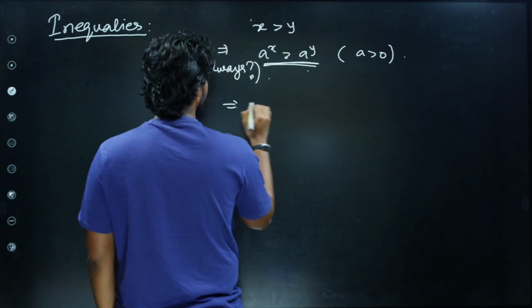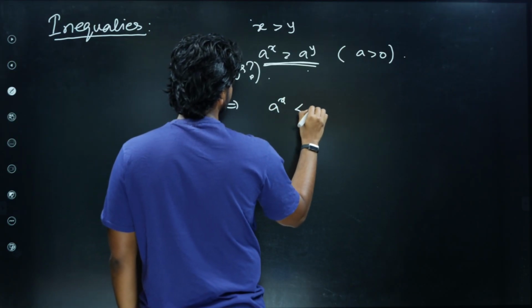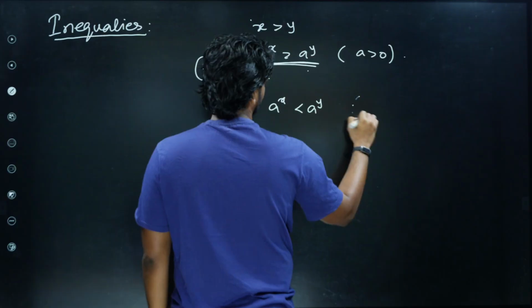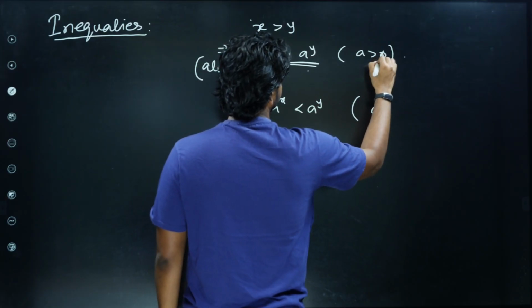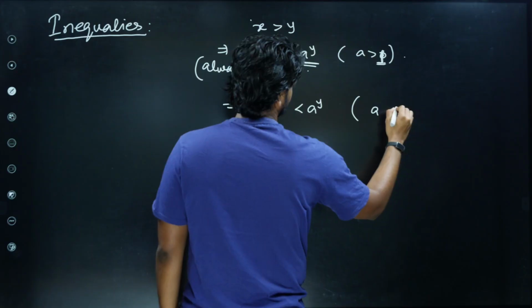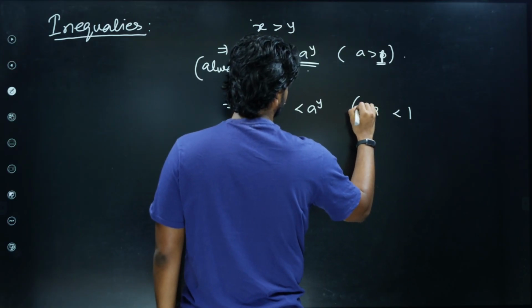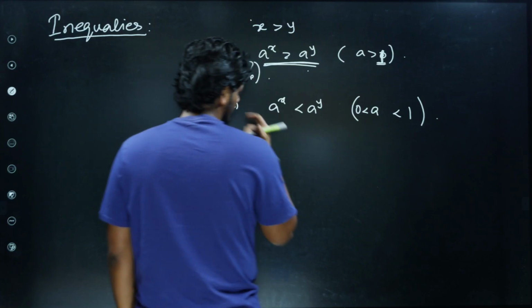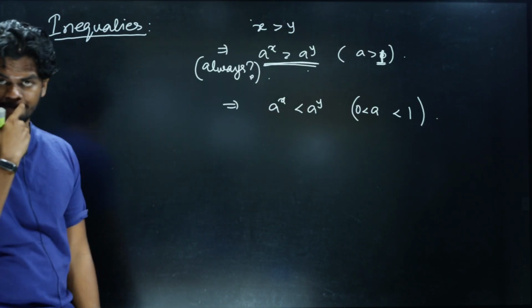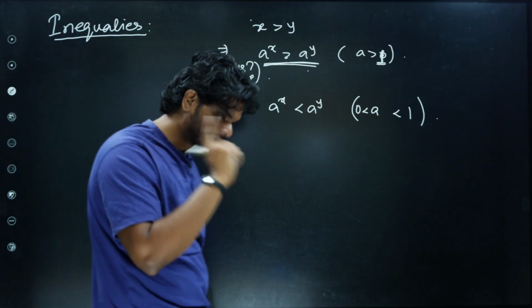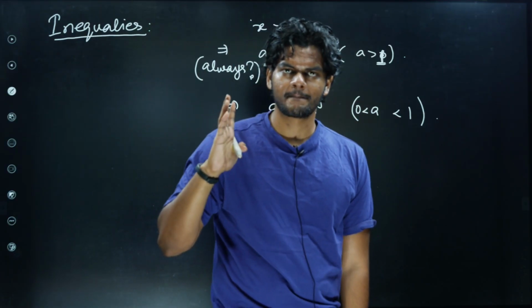And it would also imply a power x is less than a power y when a is greater than 1, sorry, a is less than 1, greater than 0. Whenever this happens, you should heavily note this. Okay?